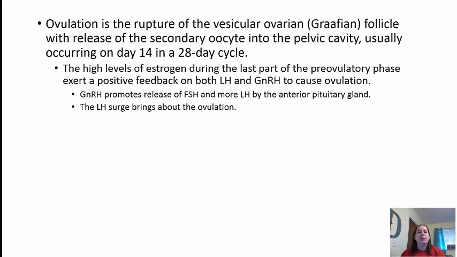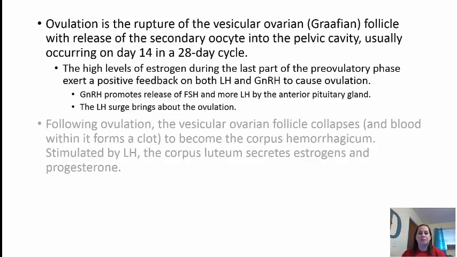On this day, there are going to be super high levels of estrogen during the last part of the pre-ovulatory phase. This exerts a positive feedback on the LH, so it's going to release even more LH. The gonadotropin releasing hormone promotes the release of the FSH and more LH by the anterior pituitary gland. The LH brings on the surge that causes the ovulation or the rupture to take place.